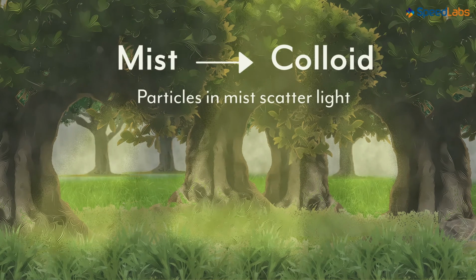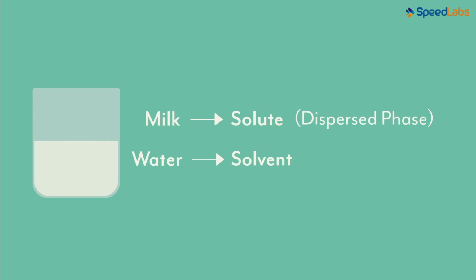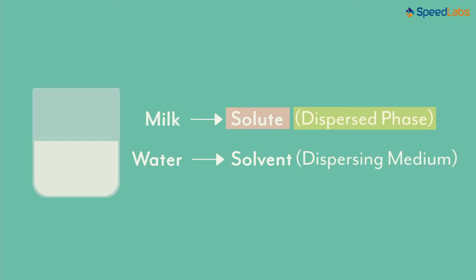In the example of milk and water, the particles of milk act like the solute components. They are referred to as the dispersed phase. What about the water? The solute-like components mix in water, and therefore water is called the dispersing medium. The solute-like components are the dispersed phase, and the medium or solvent is called the dispersing medium.